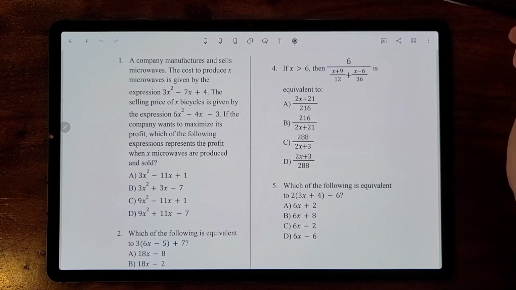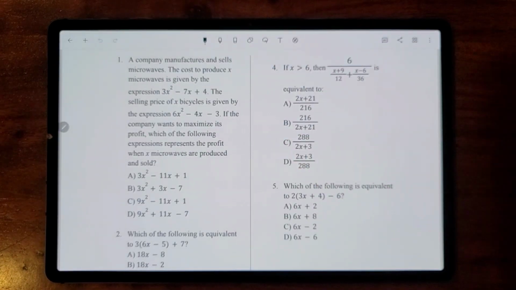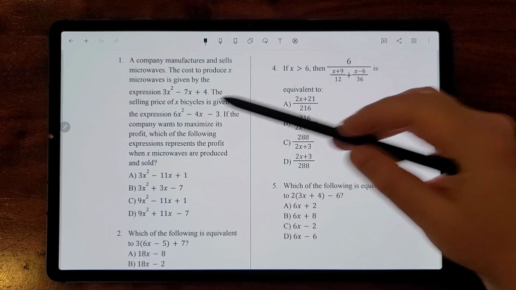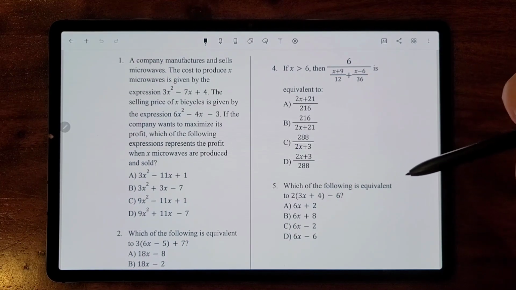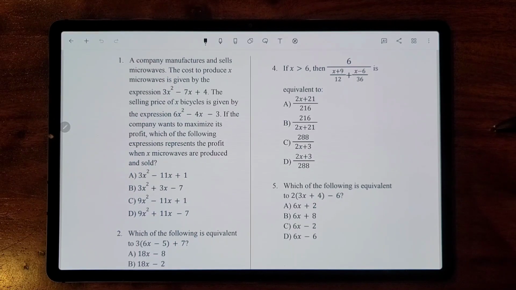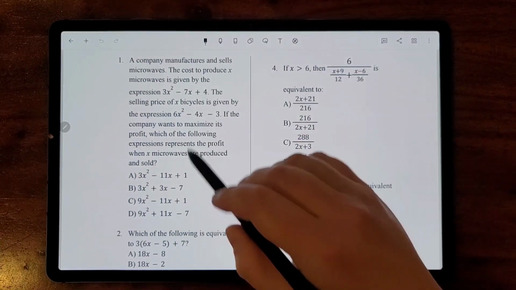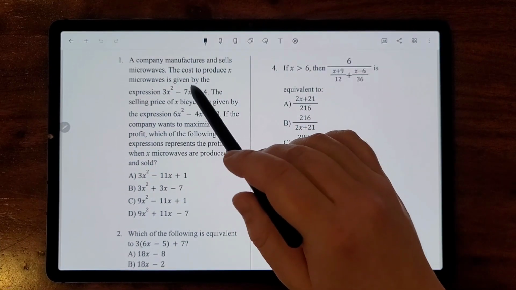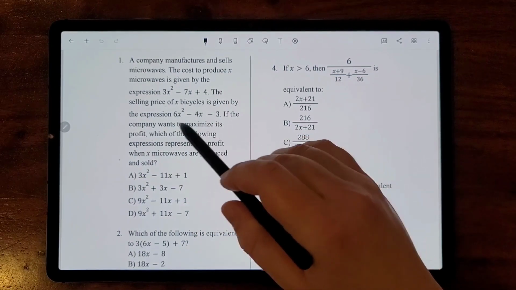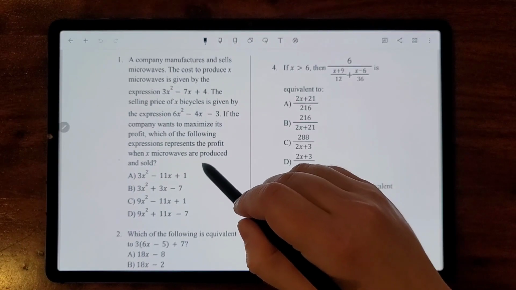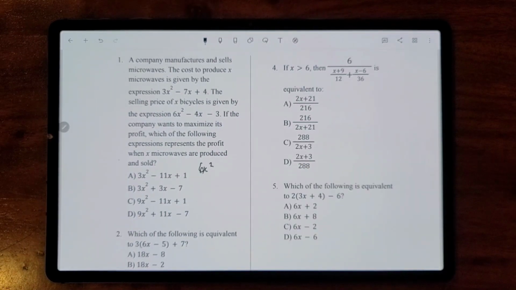So let's go to number 1 here. A company manufactures and sells microwaves. The cost to produce X microwaves is given by this expression. The selling price is this expression. If the company wants to maximize the profit, which of the following expressions represents the profit when X microwaves are produced and sold? Right away, I see that this is the selling price and this is the cost. If I want profit, it would be what they sell it for minus the cost to make it. So I'm essentially doing this minus this, and that's what I'm going to write.